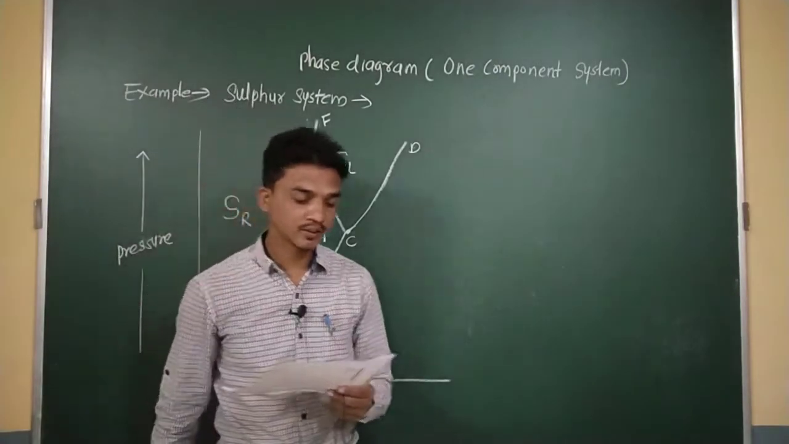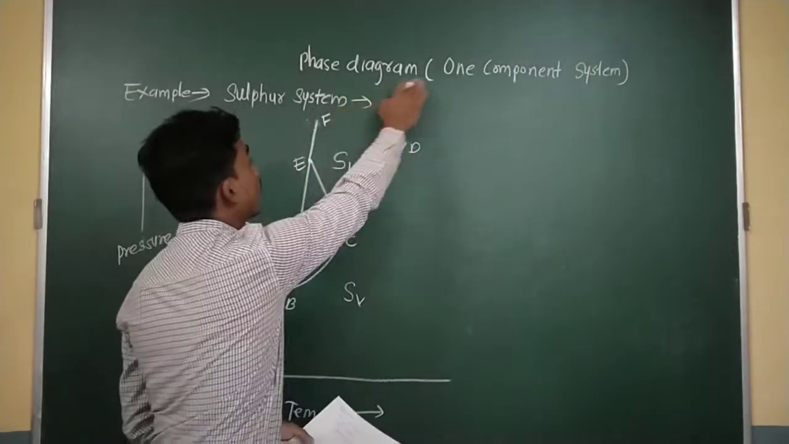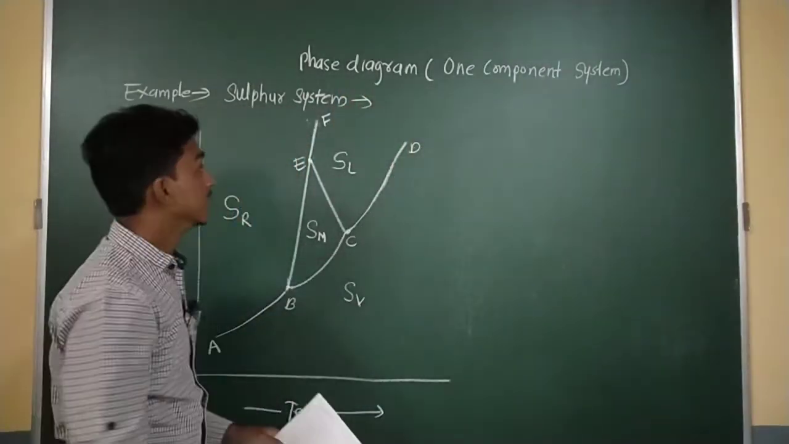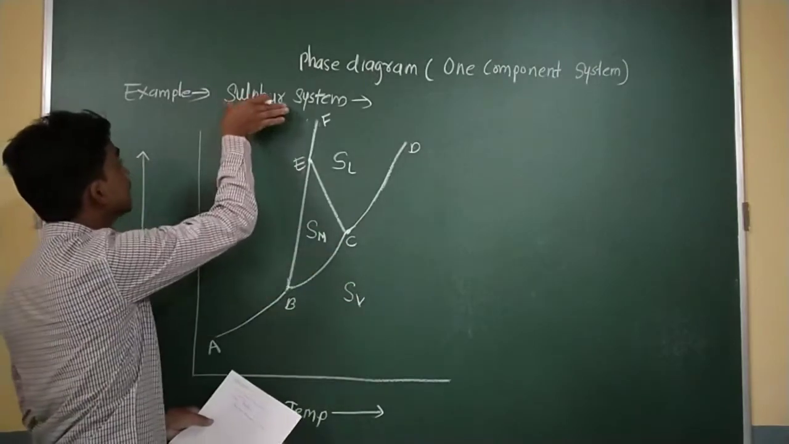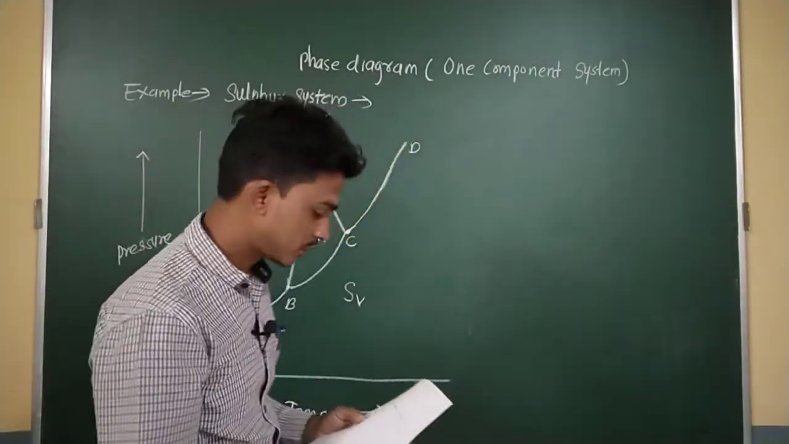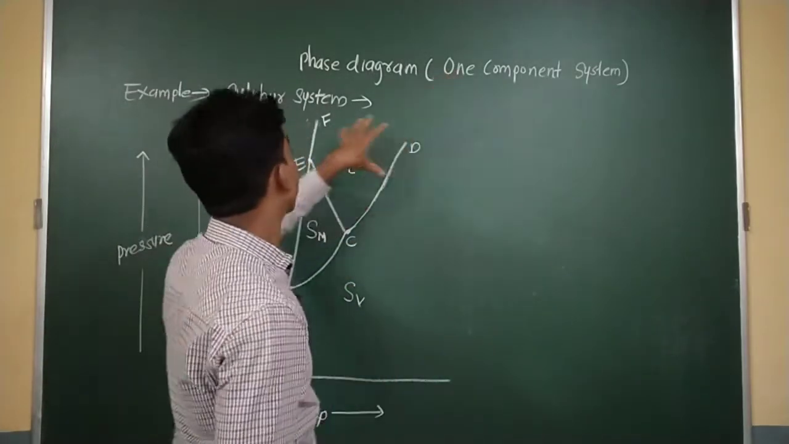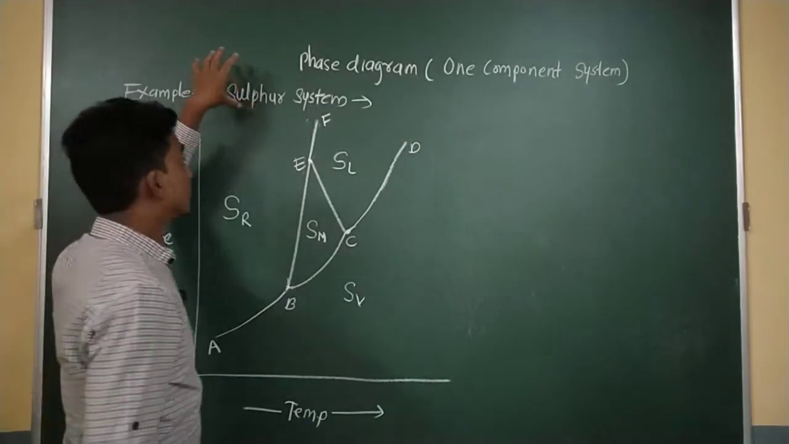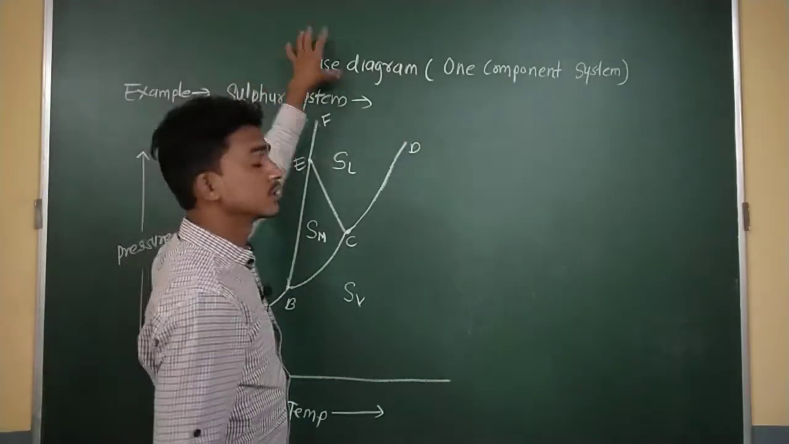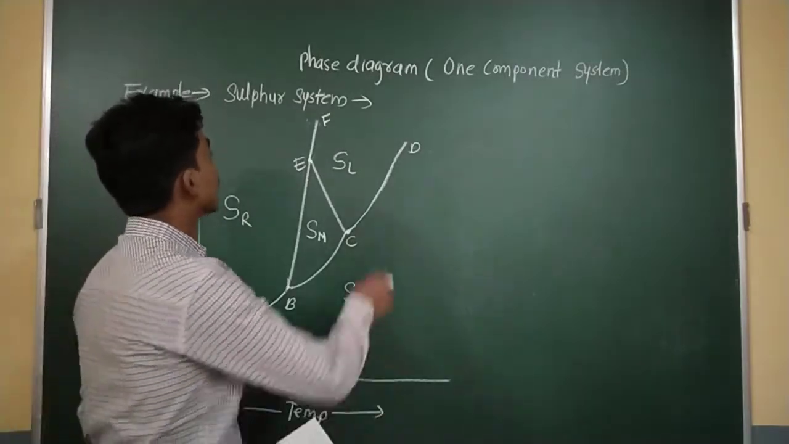Welcome students. In the last video we discussed the phase diagram of a one component system. In that video we discussed the water system as an example of the one component systems. Dear students, today I am going to discuss the next example of a one component system, the sulfur system. We have to discuss the phase diagram of the sulfur system, which is a one component system.